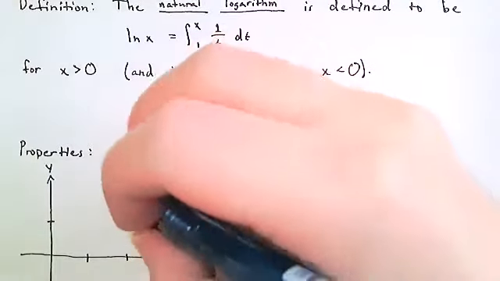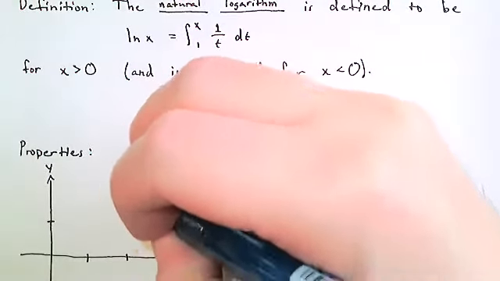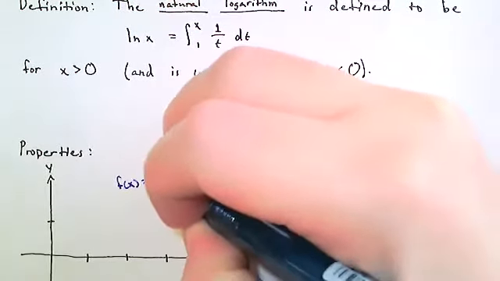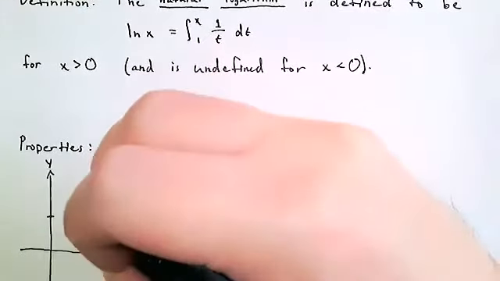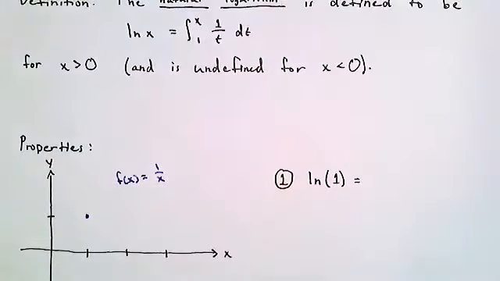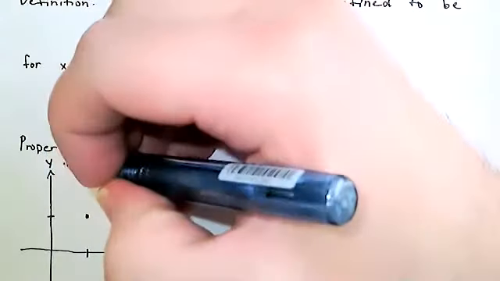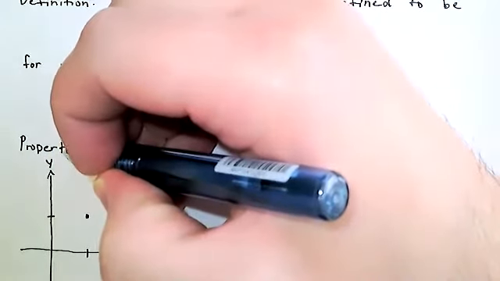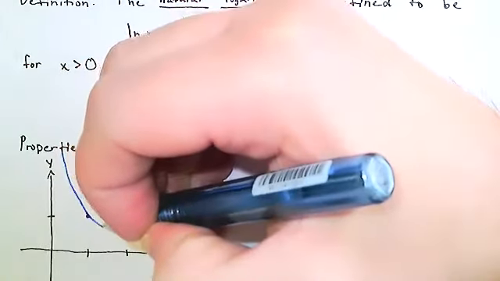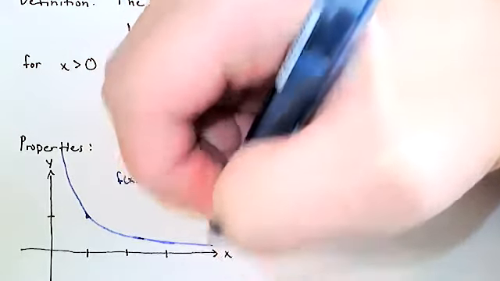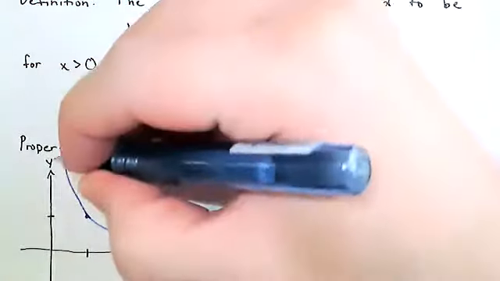So let's graph it. f of x equals 1 over x. You're probably familiar with it. It goes through this point, 1, 1. And over here to the left, it blows up to infinity. And then to the right, it gets closer and closer to 0 without ever reaching it.